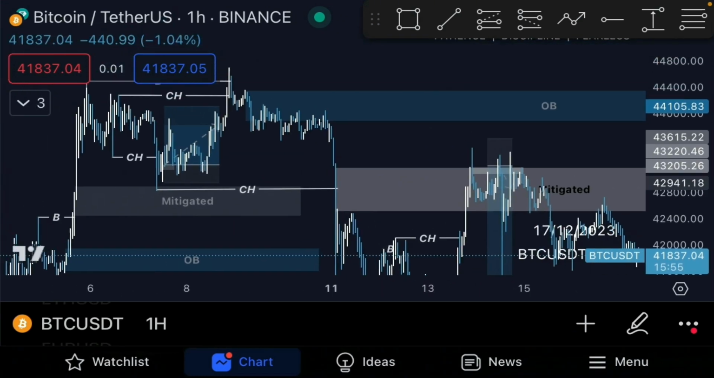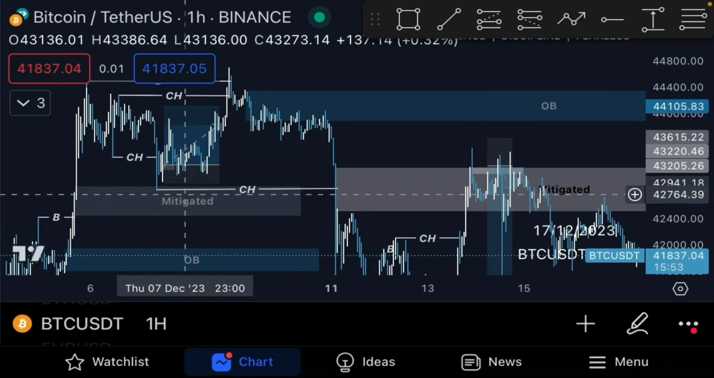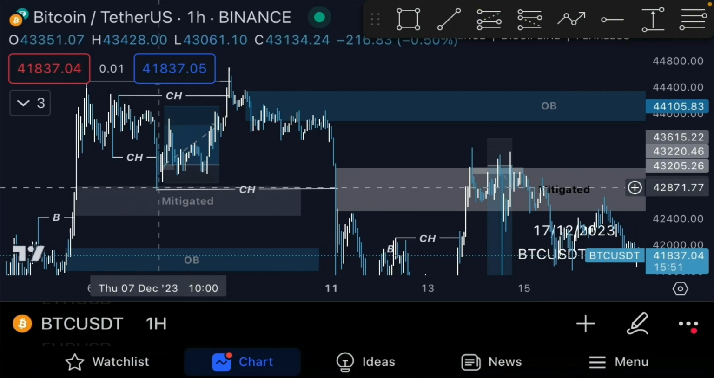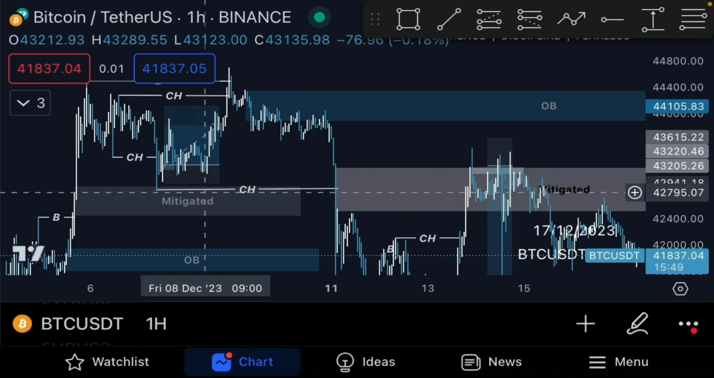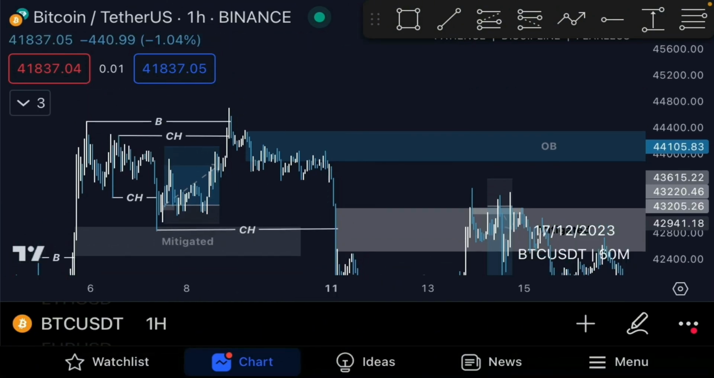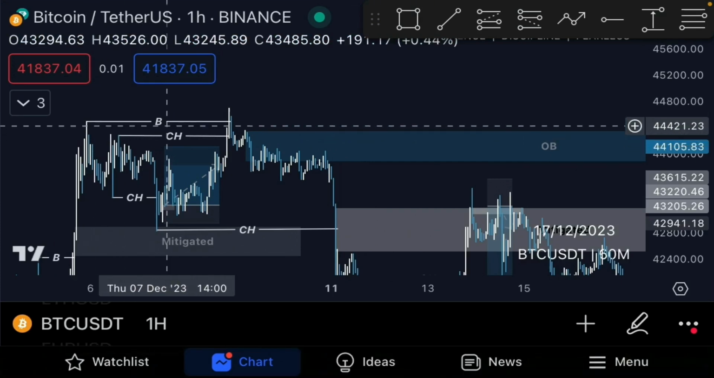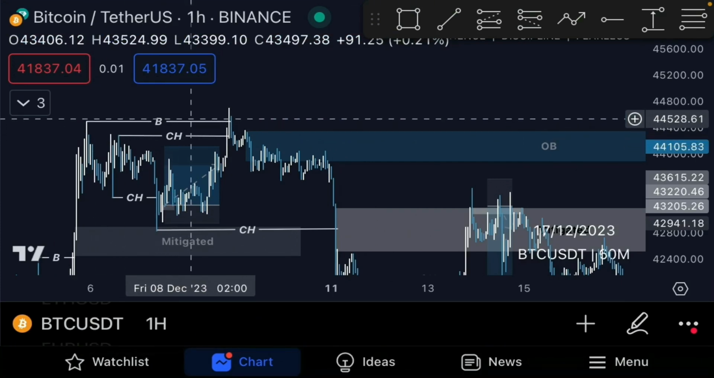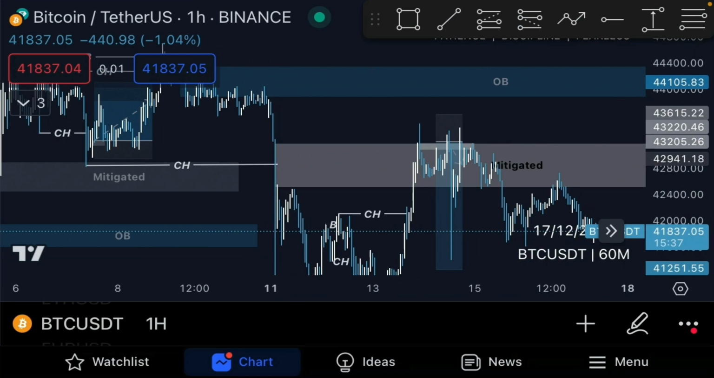Okay, so what we did is that we first identified the current market condition, and we saw that the current market condition is in a bearish form. So we saw this change of character that signifies that prices have shifted from a bullish structure to a bearish structure on the higher time frame.